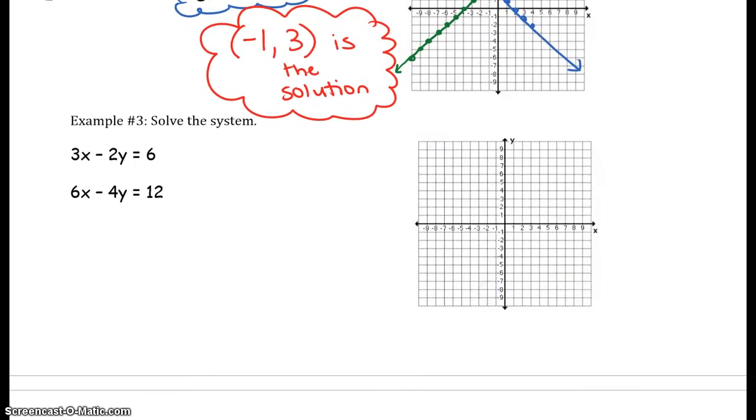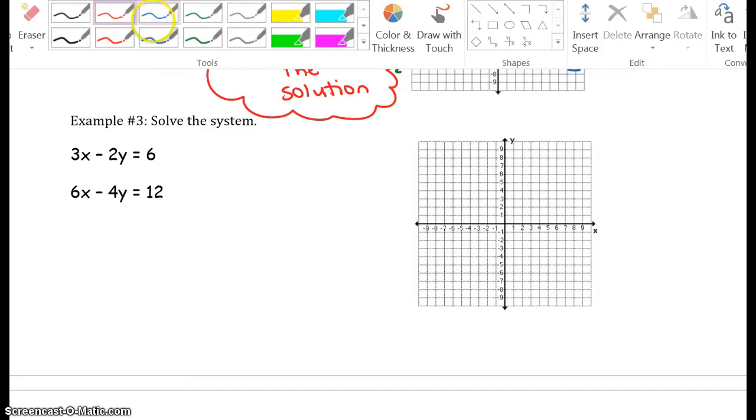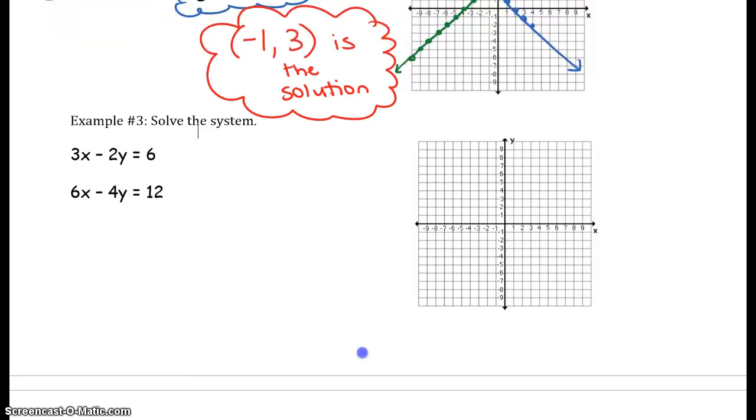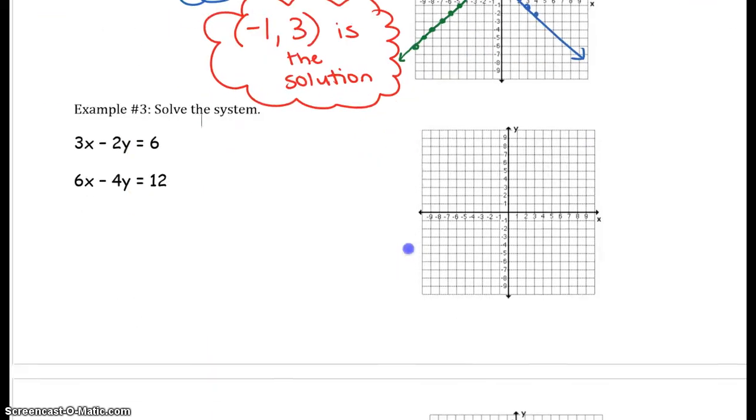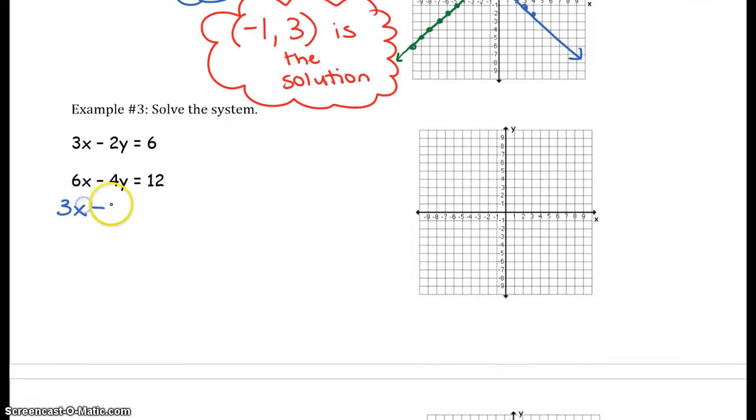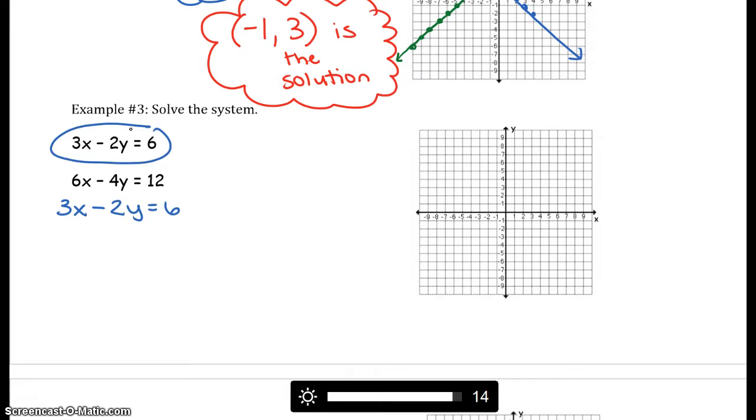Now, example 3 is a little bit more intense. No reason other than example 2 gave us y equals, so it gave us the lines in slope-intercept form. This one, however, is in standard form. So first thing we want to do is take 3x minus 2y equals 6, which is this one right here, and put it into y equals format.